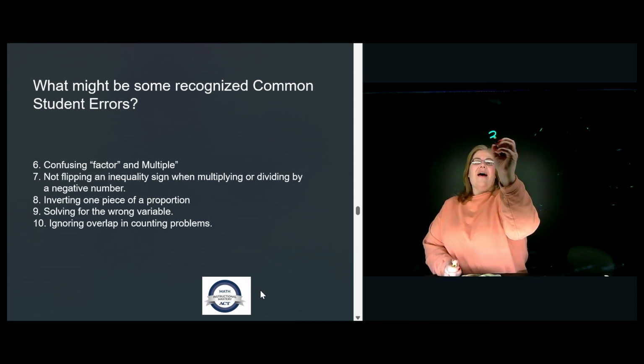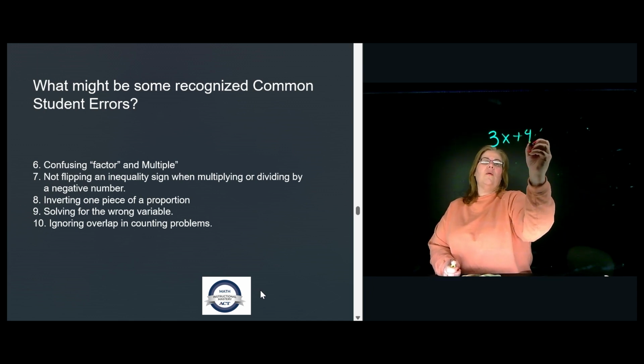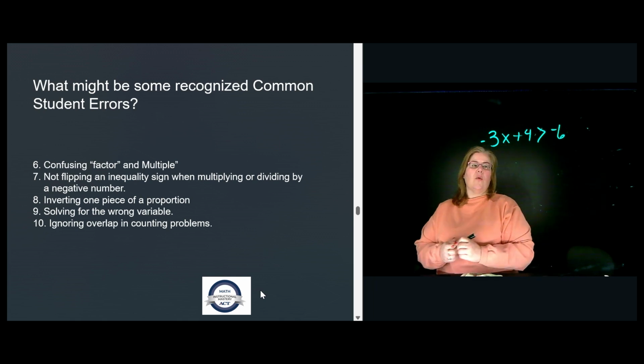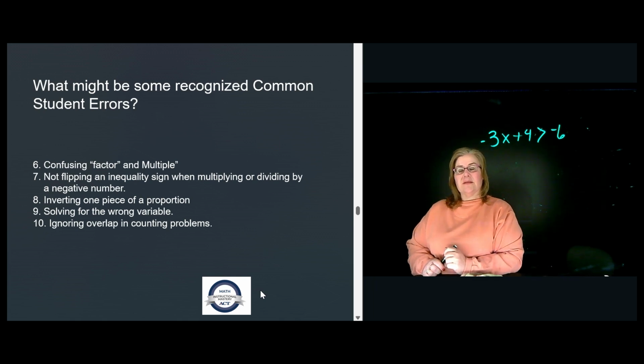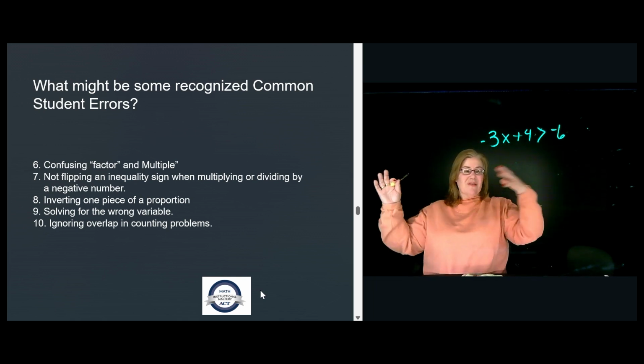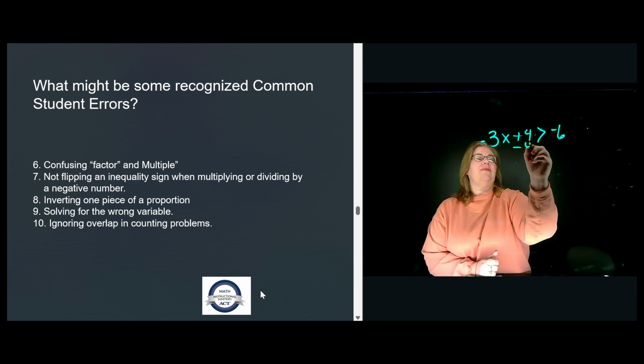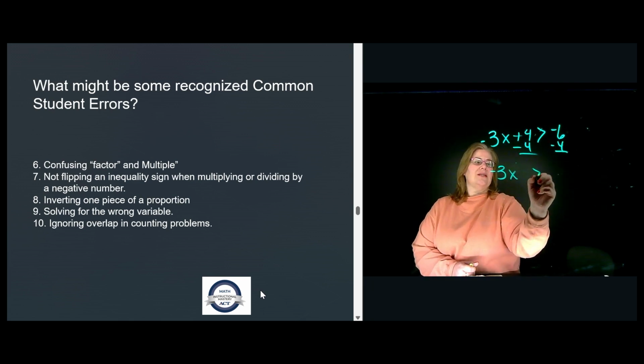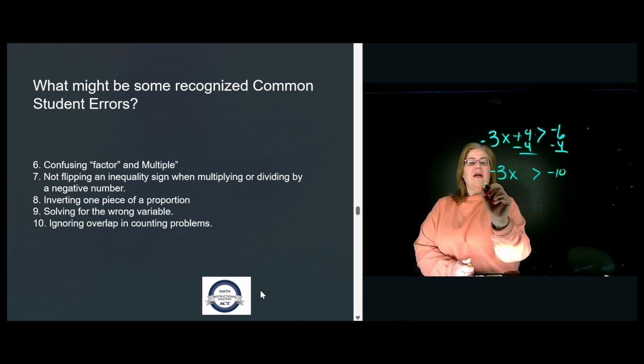All right, then it says not flipping an inequality sign when multiplying or dividing by a negative number. So let's say we have negative 3x plus 4 is greater than negative 6. Obviously, I have to move everything away from that x, so I'm going to subtract 4 on both sides. And I have negative 3x is greater than negative 10.